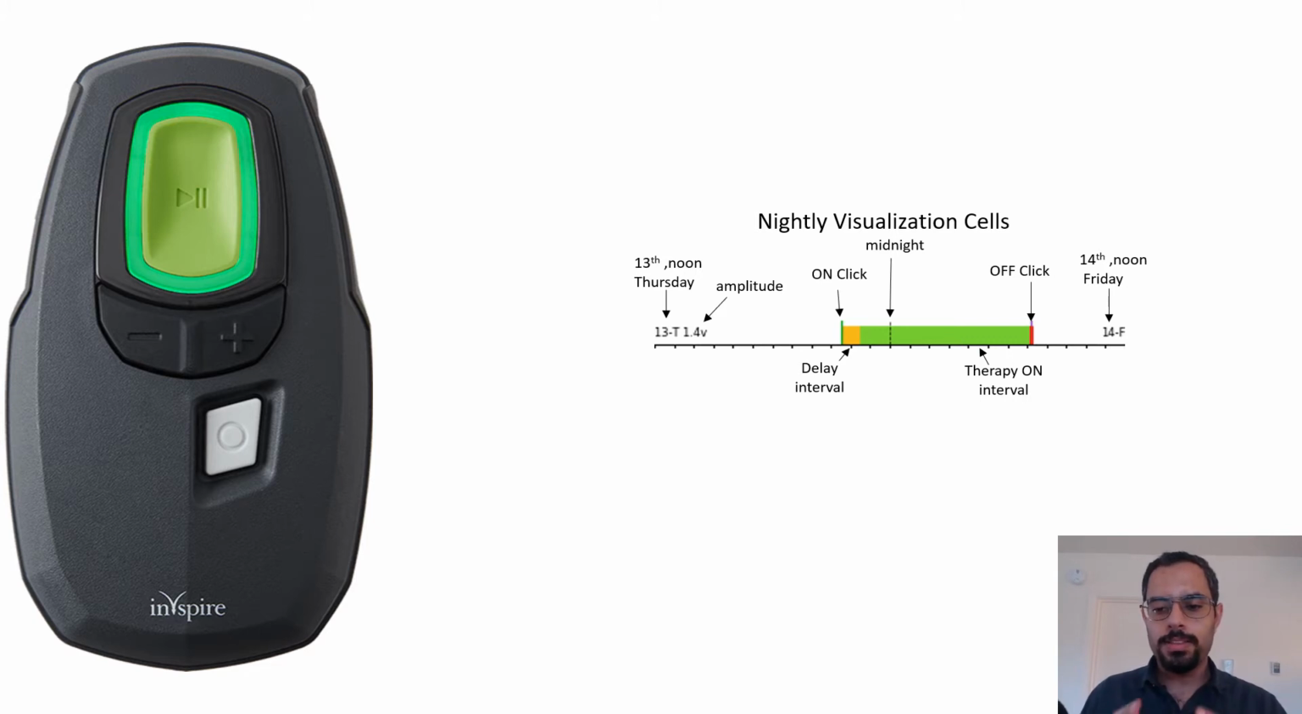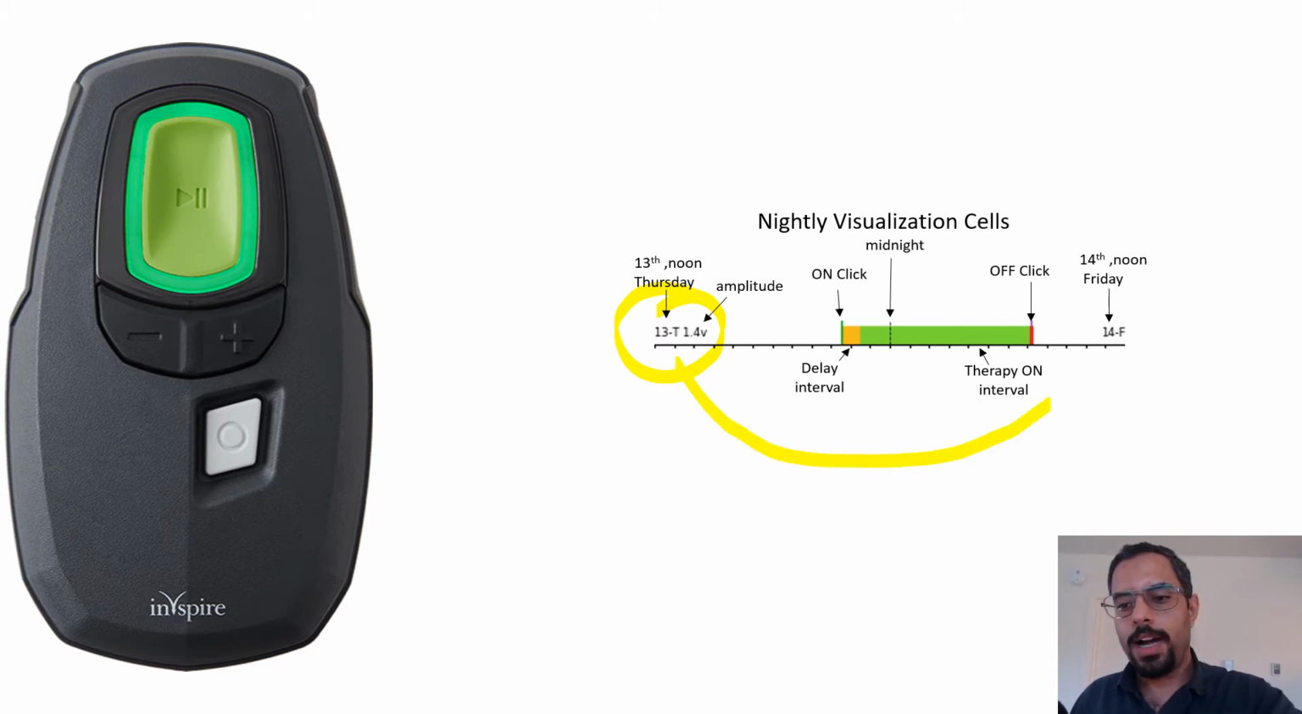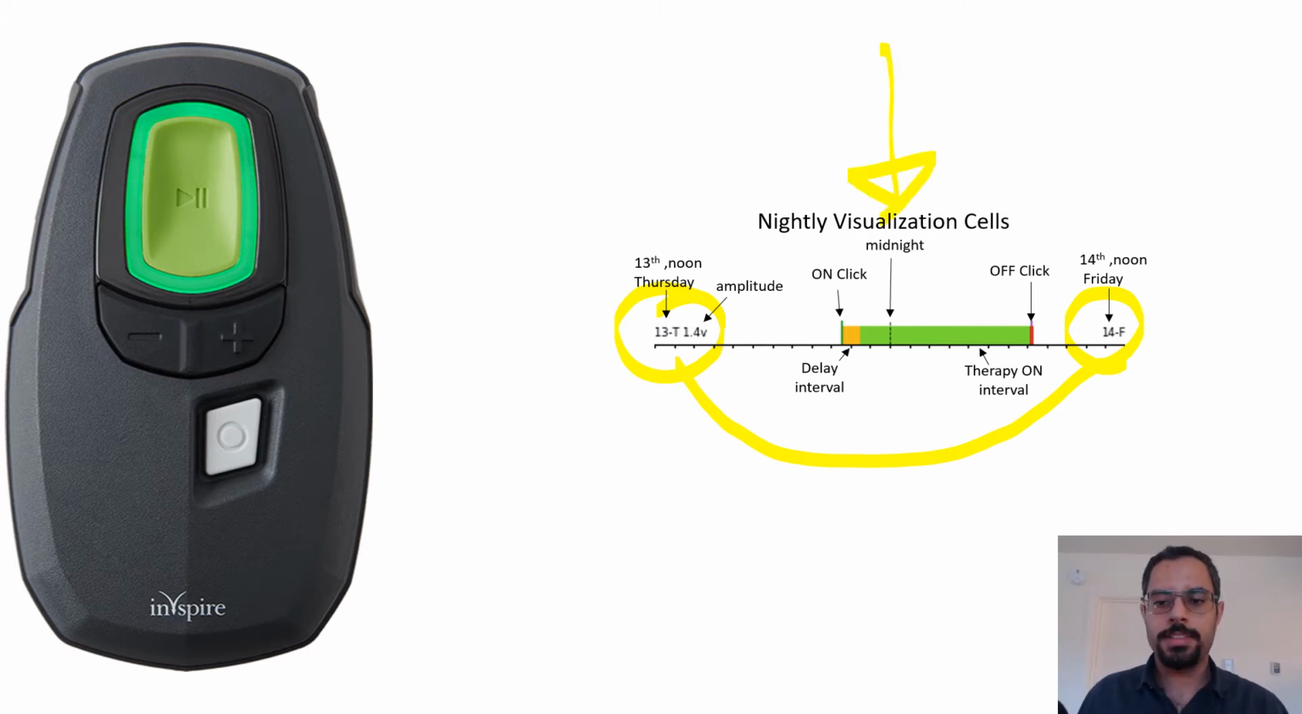By understanding the interactions between the patients and the control, we can derive these visualization cells that are plotted nightly. Every night we plot them. On the left we show the day the patient starts to use the device. On the right, we show the day the patient stops using the device. And in the middle here, we have midnight as reference.